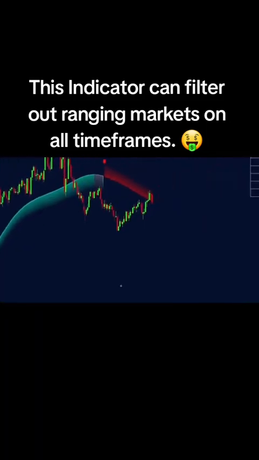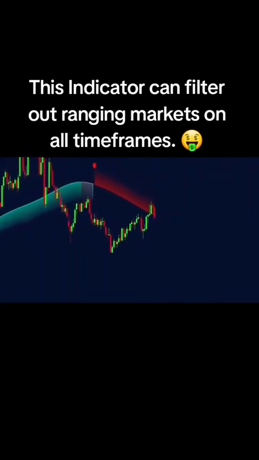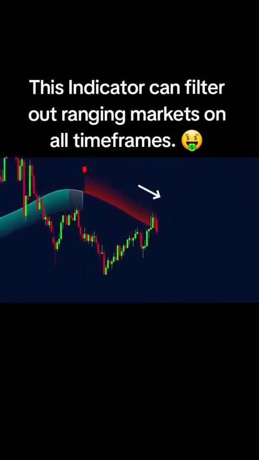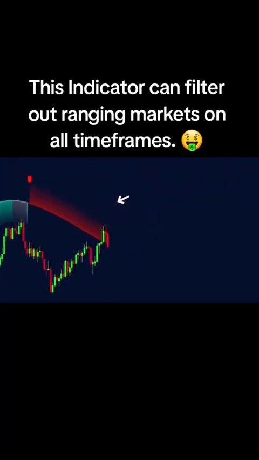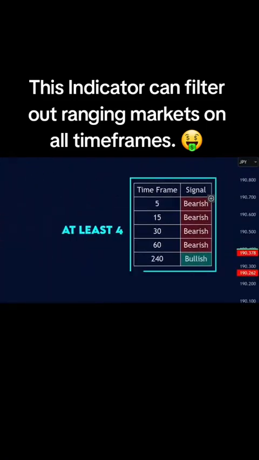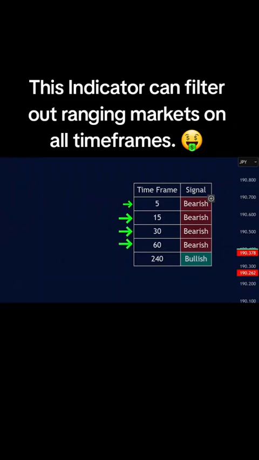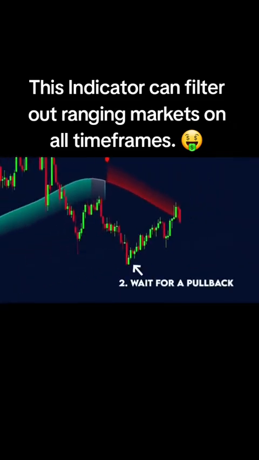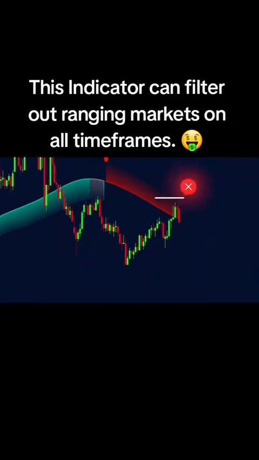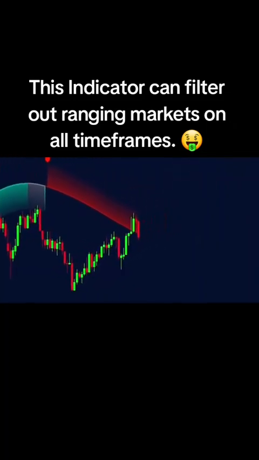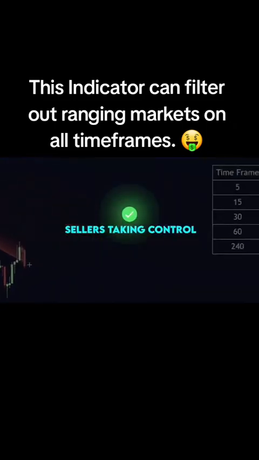For short trades, you'll follow the same process but in reverse. First, confirm that the trend is bearish. The Gaussian band should be red, and at least 4 of the 5 time frames should show bearish in the multi-time frame table. Second, wait for a pullback to the Gaussian band. The price needs to come back up and touch the band without closing above it. For the candle pattern, you're looking for a green candle followed by an engulfing red candle. This shows sellers taking control after the pullback.